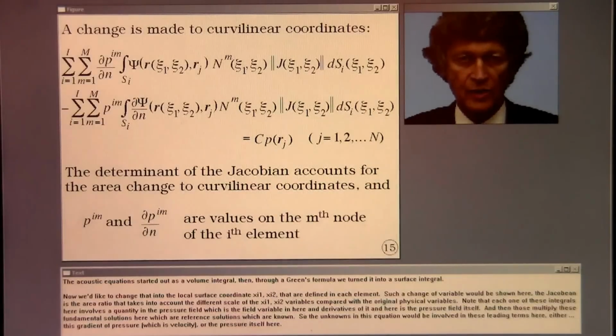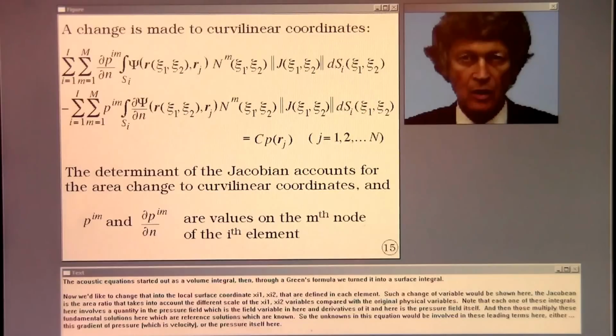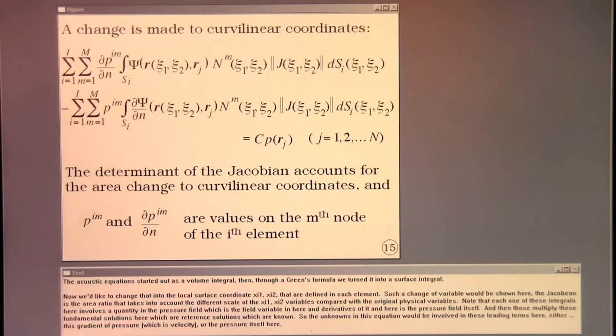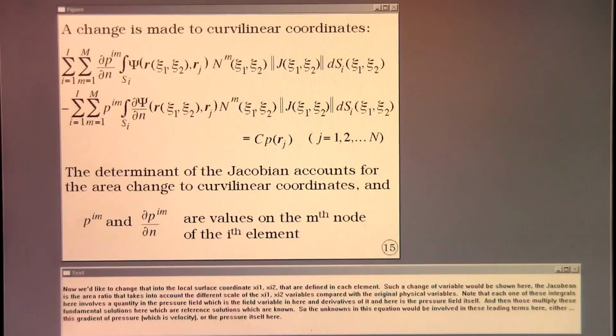The acoustic equation started out as a volume integral. Then, through Green's formula, we turned it into a surface integral. Now we'd like to change that into the local surface coordinates ξ1, ξ2 that are defined in each element. Such a change of variable would be shown here. The Jacobian is the area ratio that takes into account the different scale of the ξ1, ξ2 variables compared with the original physical variables.